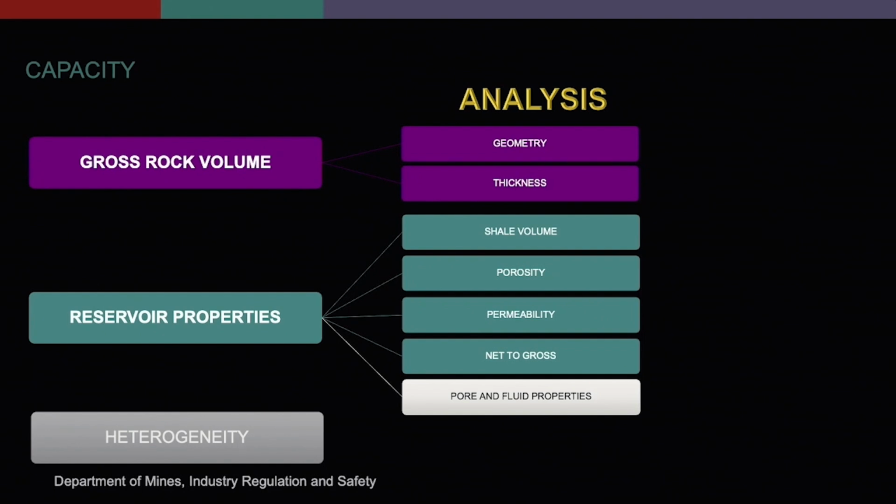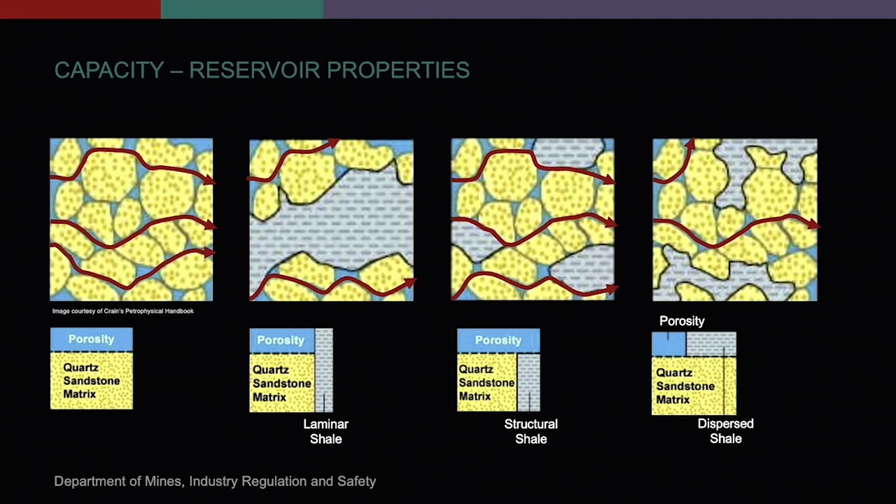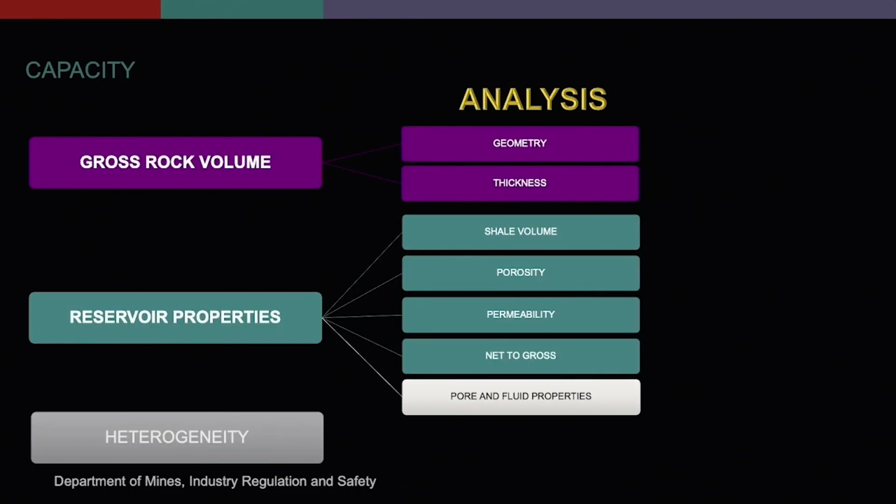Within the gross rock volume, we need to consider the reservoir properties to understand how effective that capacity is going to be. In addition to the reservoir quality properties common in the petroleum industry, such as shale volume, porosity, and permeability, we're also interested in pore and fluid properties to understand poroelastic relationships and chemical interactions with existing pore fluids over time.